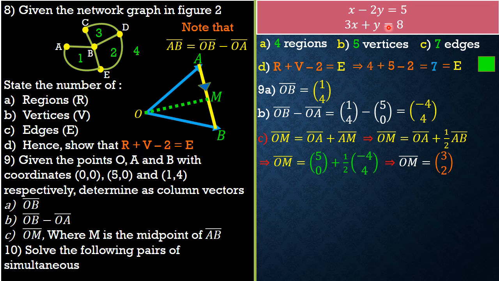I hope you understood. Now, the next part, that is question 10, is saying that we should solve the following pair of simultaneous equations. Namely, we have x minus 2y equal to 5. Let's call it equation 1.